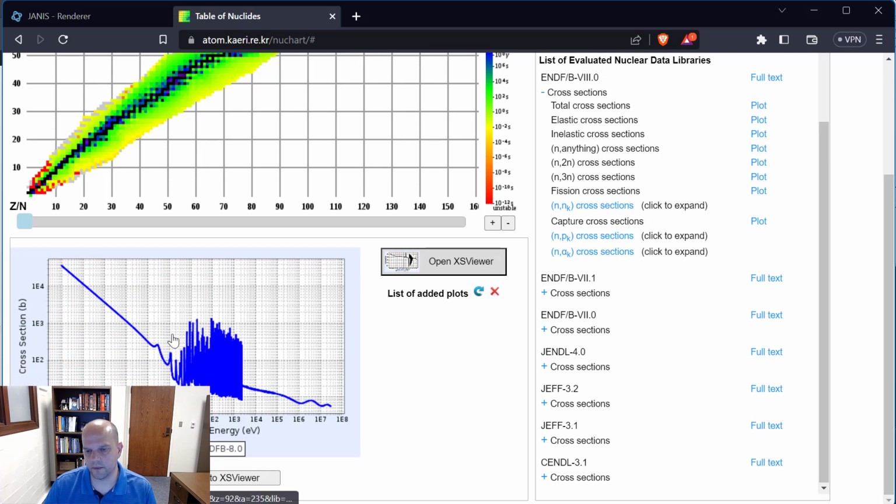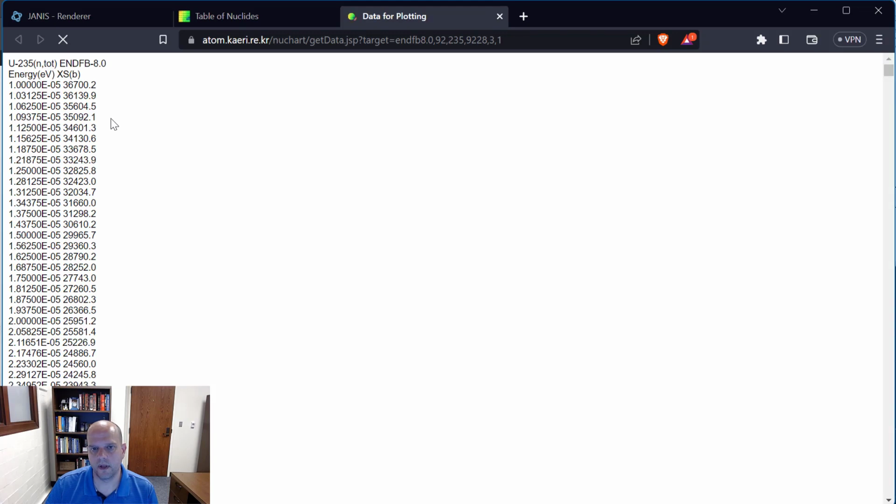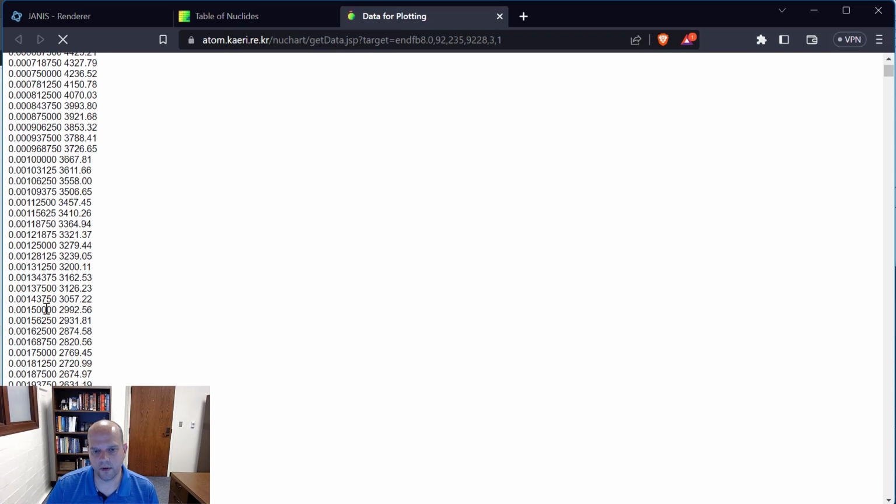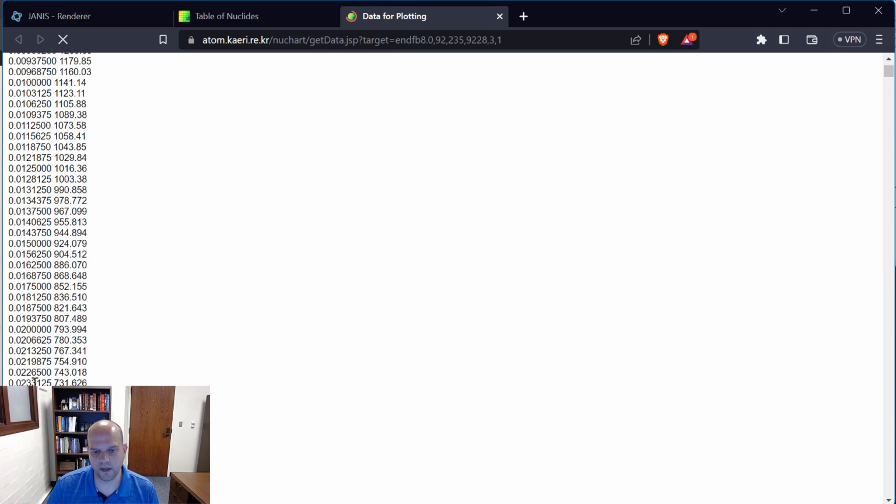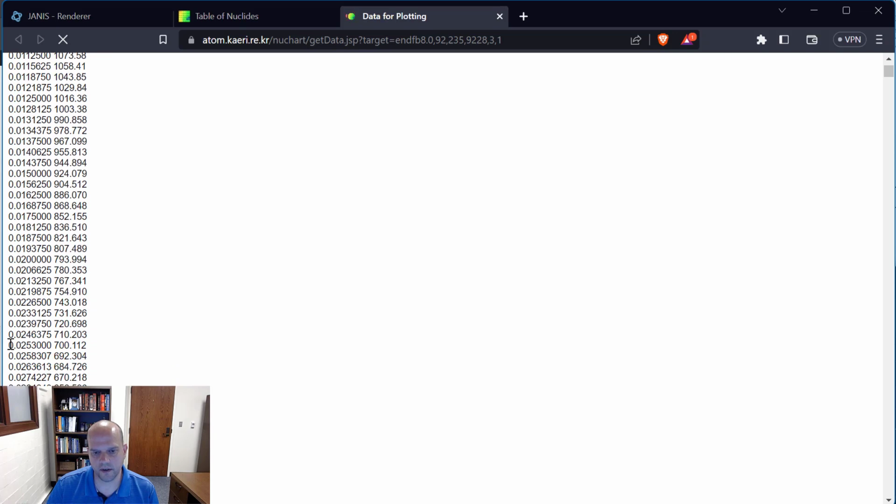And last time we looked at a bunch of different plots together, and I can do that, but I don't really need to do that here. I can look at this, or I can go get the data. And again, here's my energy in eV, and there's my cross-section in barns, and I'm looking for 0.0253, and there it is here.